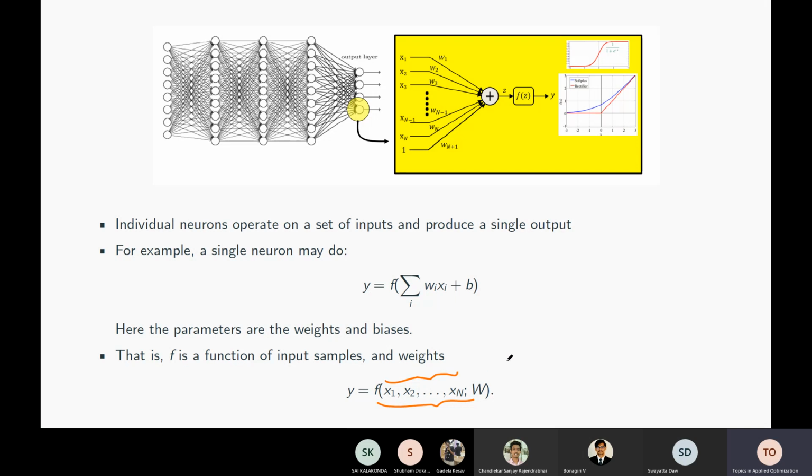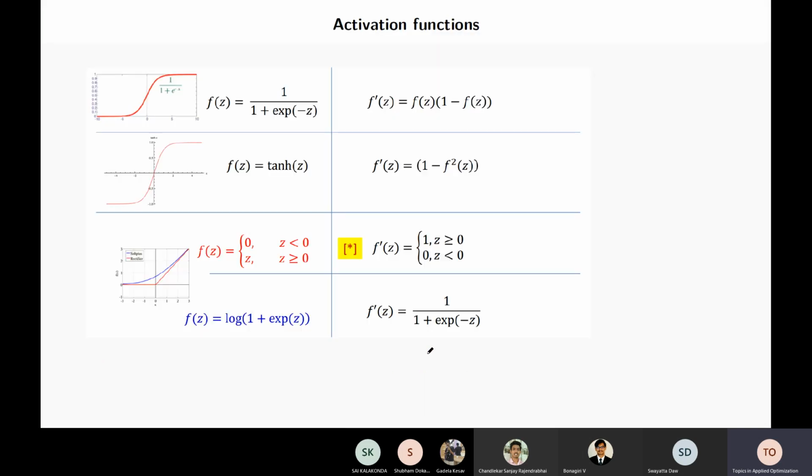And if I'm doing the testing, then the weights are already determined during the training, and then during testing it becomes a function of the x1 to xn. Okay, so earlier I have told you that there are many options of choosing activation functions.